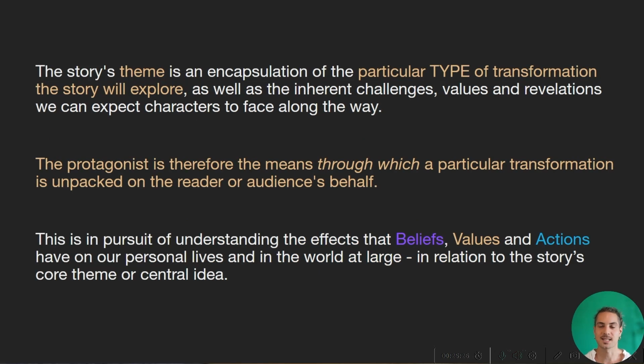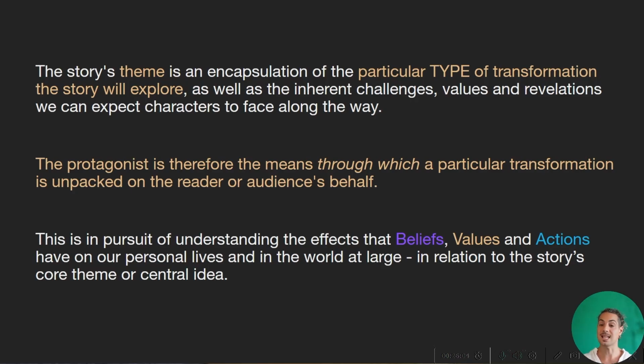The story's theme is an encapsulation of the particular type of transformation that this story is going to explore, as well as the inherent challenges, values, and revelations that we should expect characters to face along the way relative to that theme overall. The protagonist, your main character, is therefore the means through which a particular transformation is being unpacked on the reader's and audience's behalf. And remember, the way it's going to do that is by establishing, first of all, go back to our character definition. A character is a vessel, a package of perceptions, thoughts, and actions.